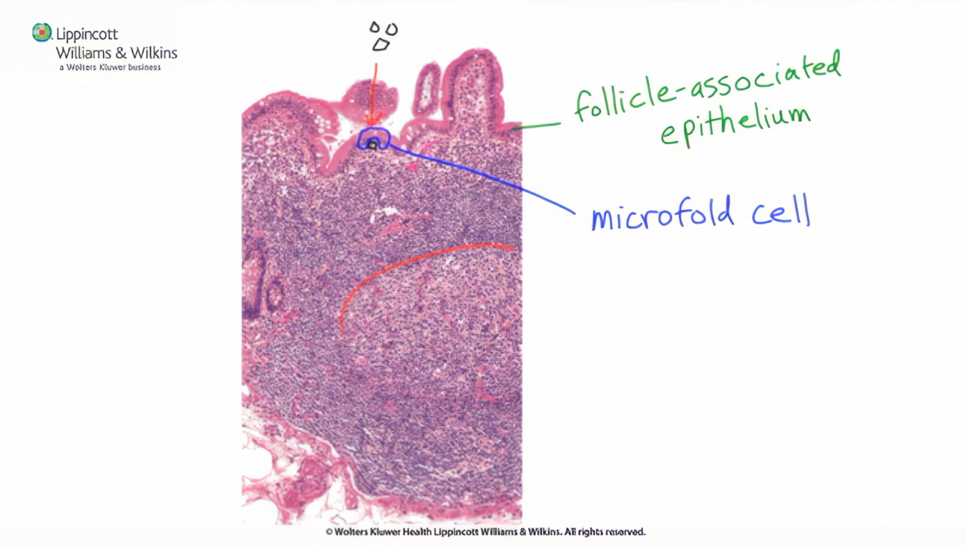And then deep in the center of the Peyer's patch, the B cells have been activated and have differentiated into plasma cells to produce tons of IgA. That central portion of the Peyer's patch with all of those plasma cells is called the germinal center.